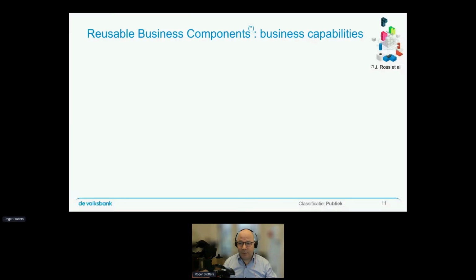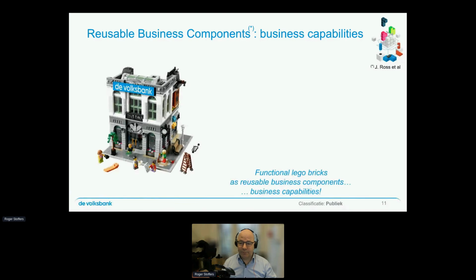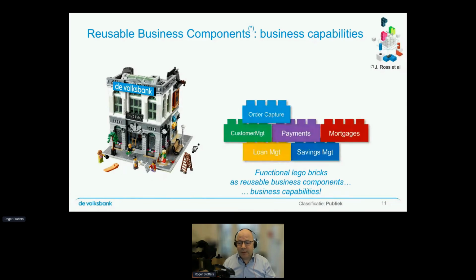Now, in our book about Design for Digital, Jeanne Ross describes the notion of reusable business components. And what we really need is reusable business components. And these help us build an organization similar to Lego bricks that can be used to build an office building. And if an organization is built of Lego bricks, then what are those bricks? So let's assume that we can have functional Lego bricks representing reusable business components.